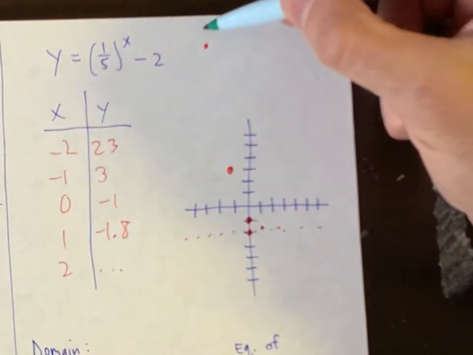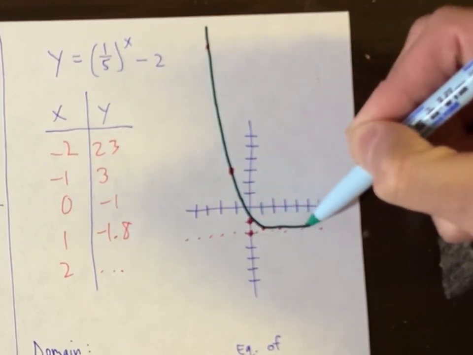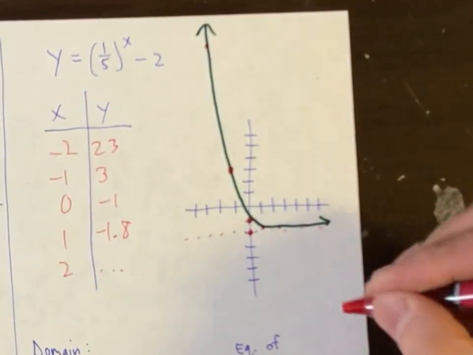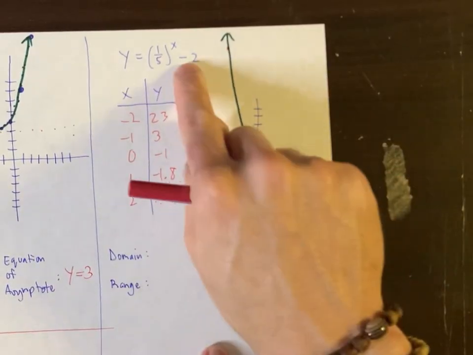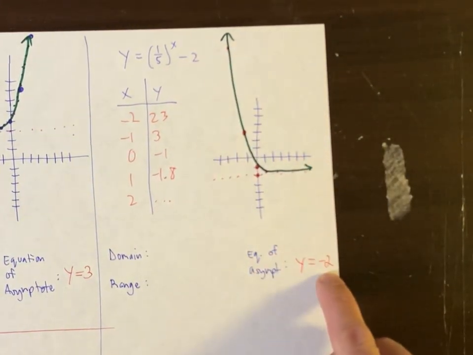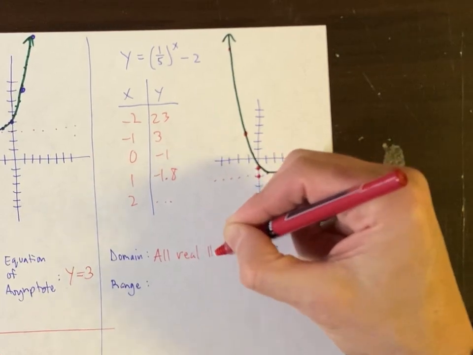So here, the points are suggesting that it look like this. You see that? It's going to get really close to the asymptote, but it's never going to quite get there. And the equation of the asymptote is always y equals the back number. Here, the back number is -2. Boom, that's your asymptote. The domain, as we just said, all real numbers.